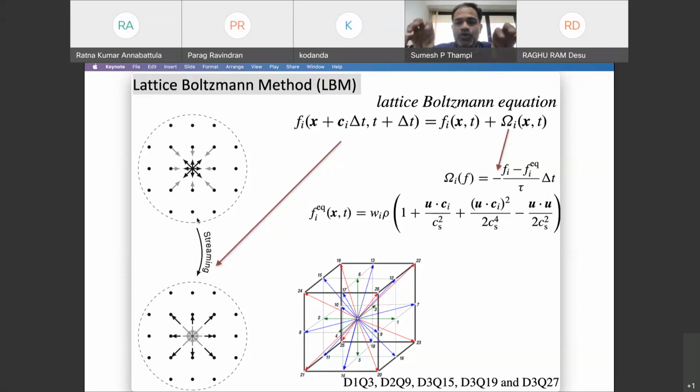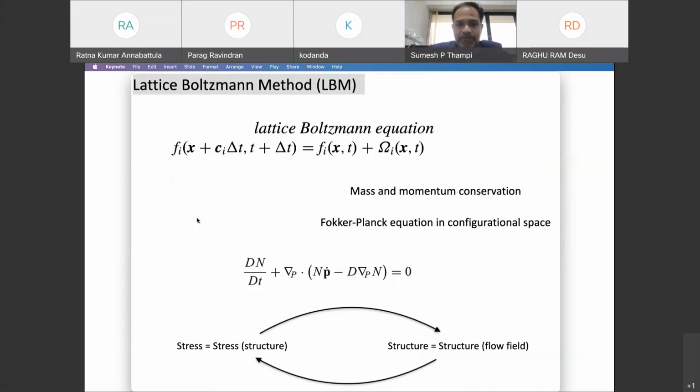The good thing about the streaming and collision operation is that it conserves mass in the system exactly. It becomes very easy to parallelize, and so on. That's why lattice Boltzmann has become quite a popular technique. So this is just an overview of the lattice Boltzmann technique if you apply it to a simple fluid.